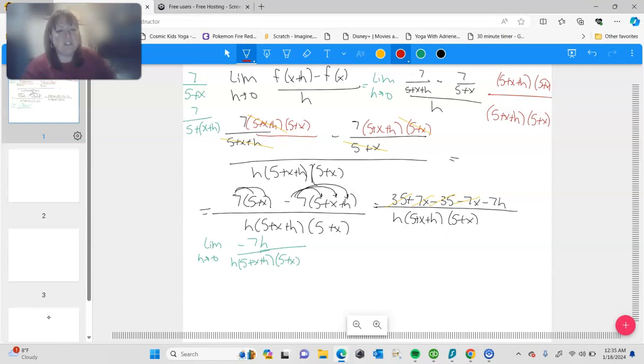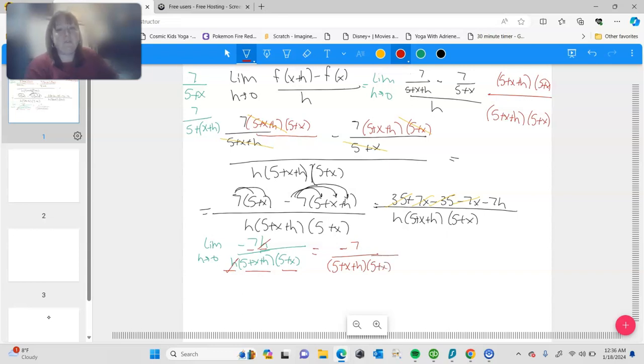So you look at this and you're like, okay, here's one term, here's a second term, and a third term. Okay, and this has two terms up here. And we look at it and say, can we take one of the terms from the top and cancel out one of the terms from the bottom? And we can. There's an h here and there's an h there. So we cancel those out and we're left with negative 7 on top. And then we're left with this mess on bottom, 5 plus x plus h times 5 plus x.